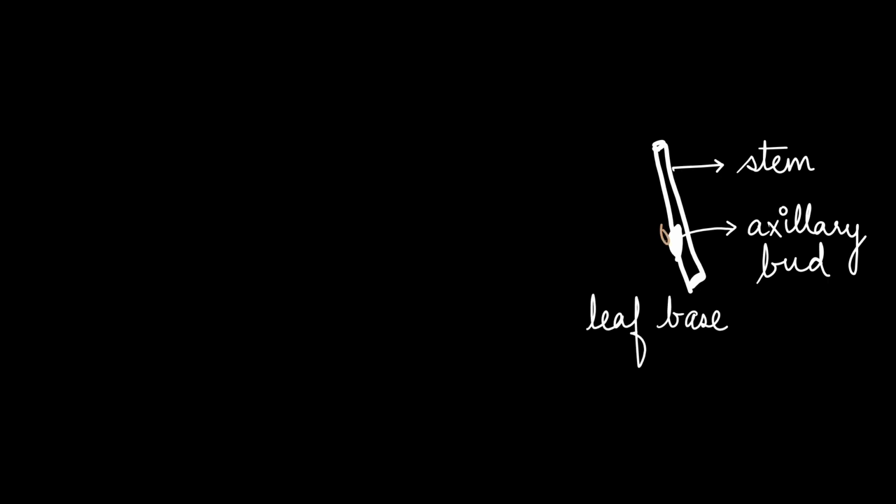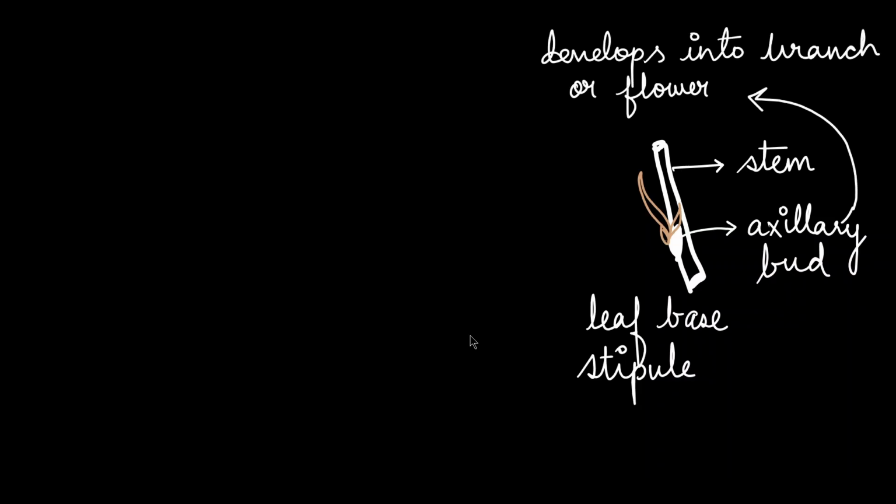We have a stem and there is an axillary bud, and the first part of the leaf is the leaf base. So the leaf base is the part through which the leaf is attached on the stem, the spot. Around the leaf base, we have two leaf-like structures called the stipule. We can see that the stipule and axillary bud are almost in the same spot. Axillary bud develops into a branch or a flower. The stipule develops into tendril or spine. These are modified leaf structures.